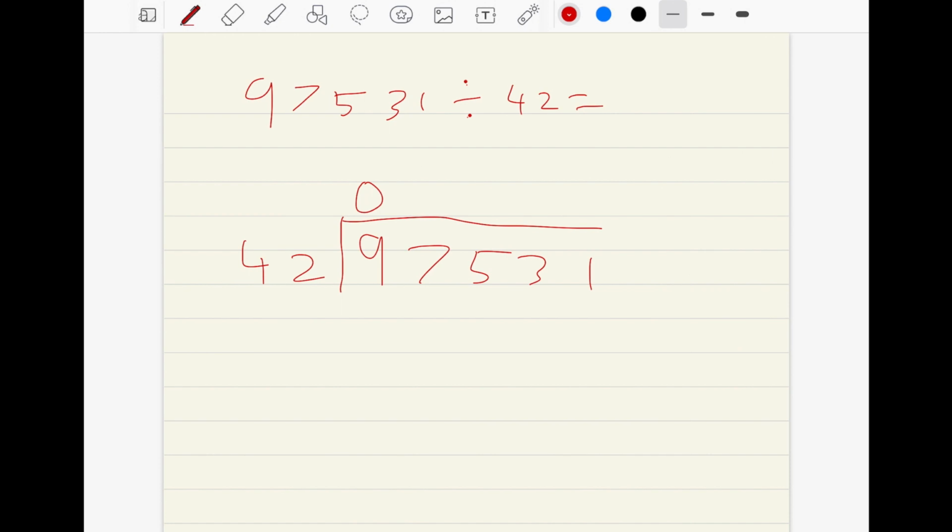So 2 times 2 equals 4. 2 times 4 equals 8. That is closest to 97, so we write 84.